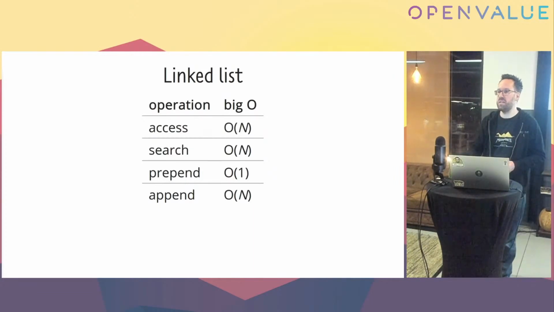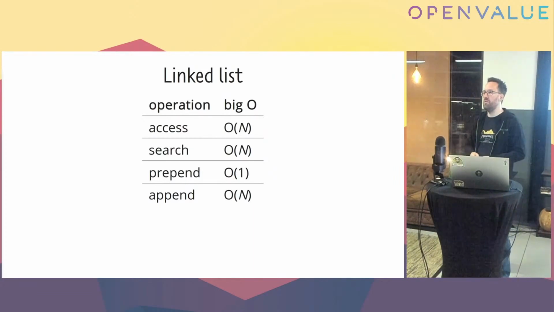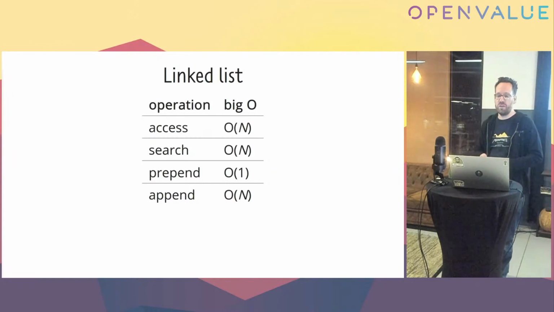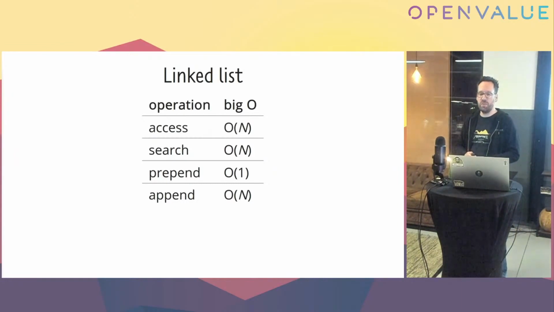So this has a very different profile of big O's and operations on them. If you want to access a specific element, you have to just go through the whole thing until you are at the position that you're looking for, which is basically the same as just searching for it. Prepending has order 1, appending has order n because you have to first find the end and then you can add something to it.